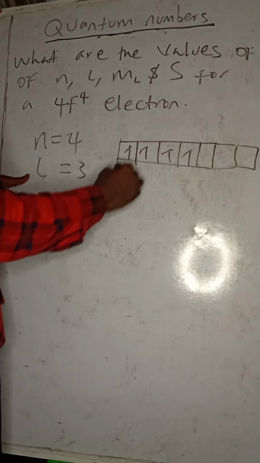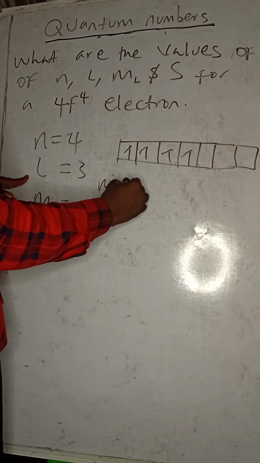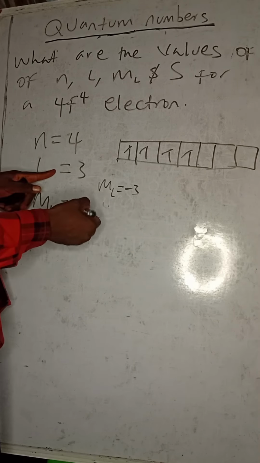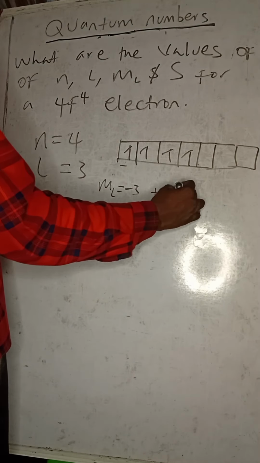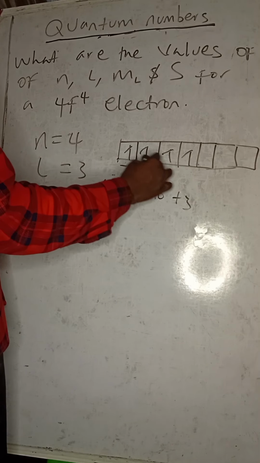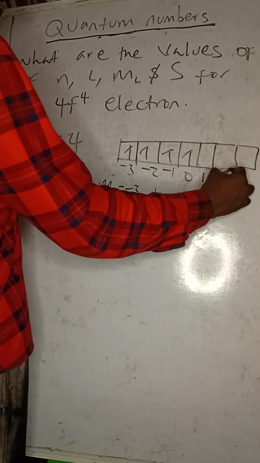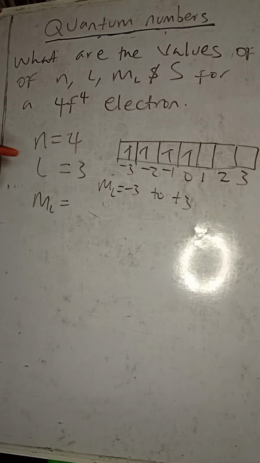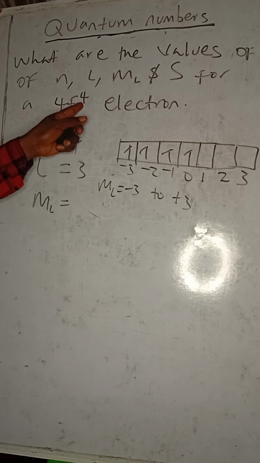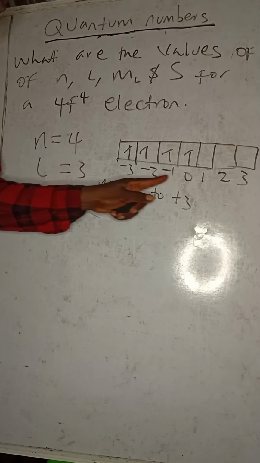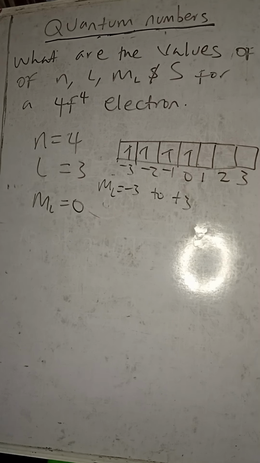So ml, the magnetic orbital range, is going to be minus l to plus l. So minus 3 to plus 3. Minus 3 is the first orbital, then minus 2, minus 1, 0, 1, 2, 3. So when you ask for a 4f4 electron, it means you need the fourth electron, and that electron has a magnetic quantum number of 0.